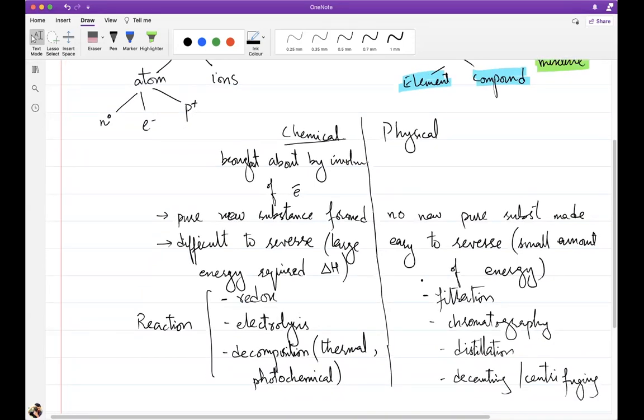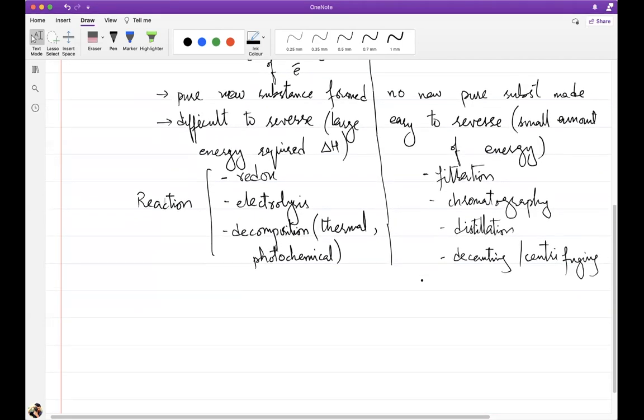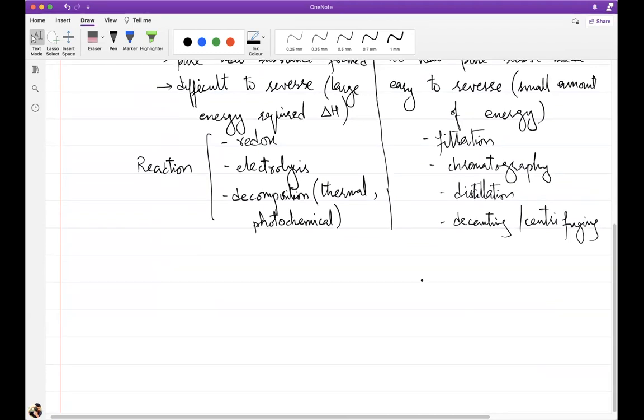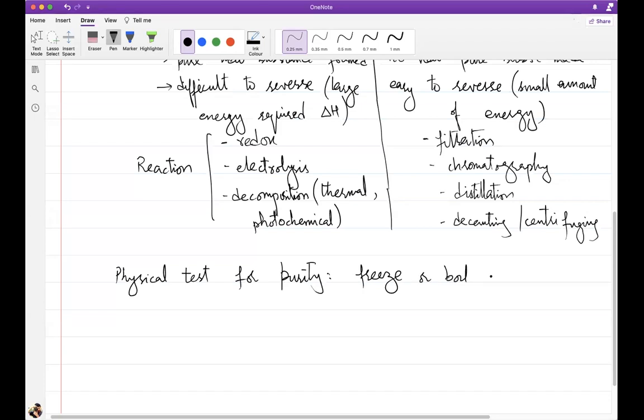Now, we can use this idea of physical combination being easy to do to test different things. We can test things through physical methods and we can test things through chemical methods. So there are physical tests and chemical tests all around. For example, if I want a physical test for purity, to check if something is pure, then what will I do? I will boil it or I will freeze it. And if it is a pure thing, it will freeze or boil at a fixed temperature.